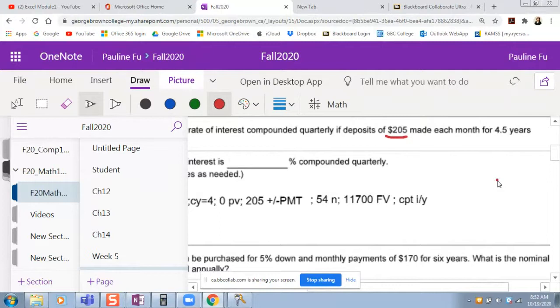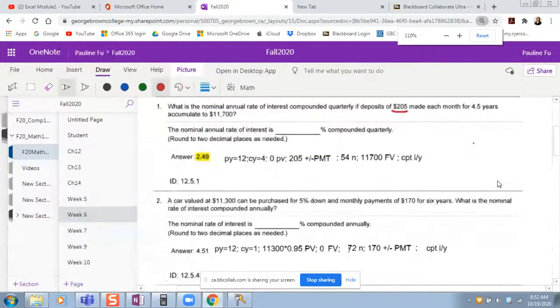I need to adjust my screen so that you can see. So I repeat the question. What is the nominal annual rate of interest compounded quarterly if deposits of 205 made each month for 4.5 years accumulate to 11,700? So the question asks, what is the nominal rate? What is IY?